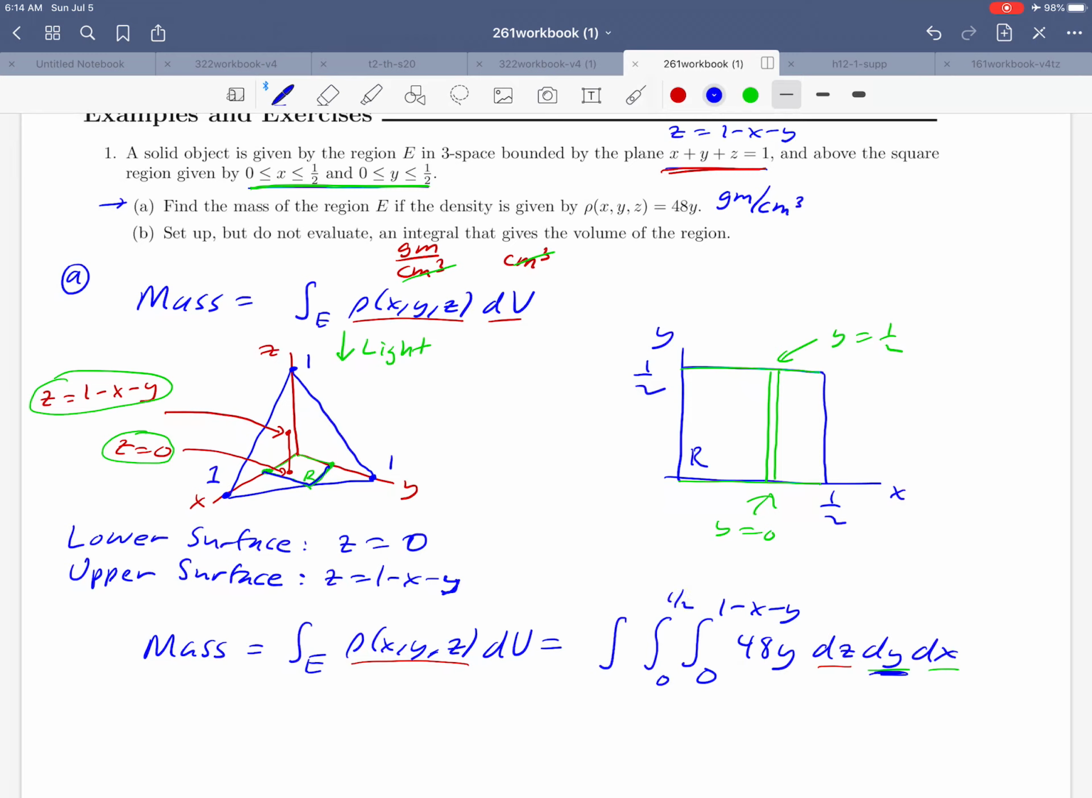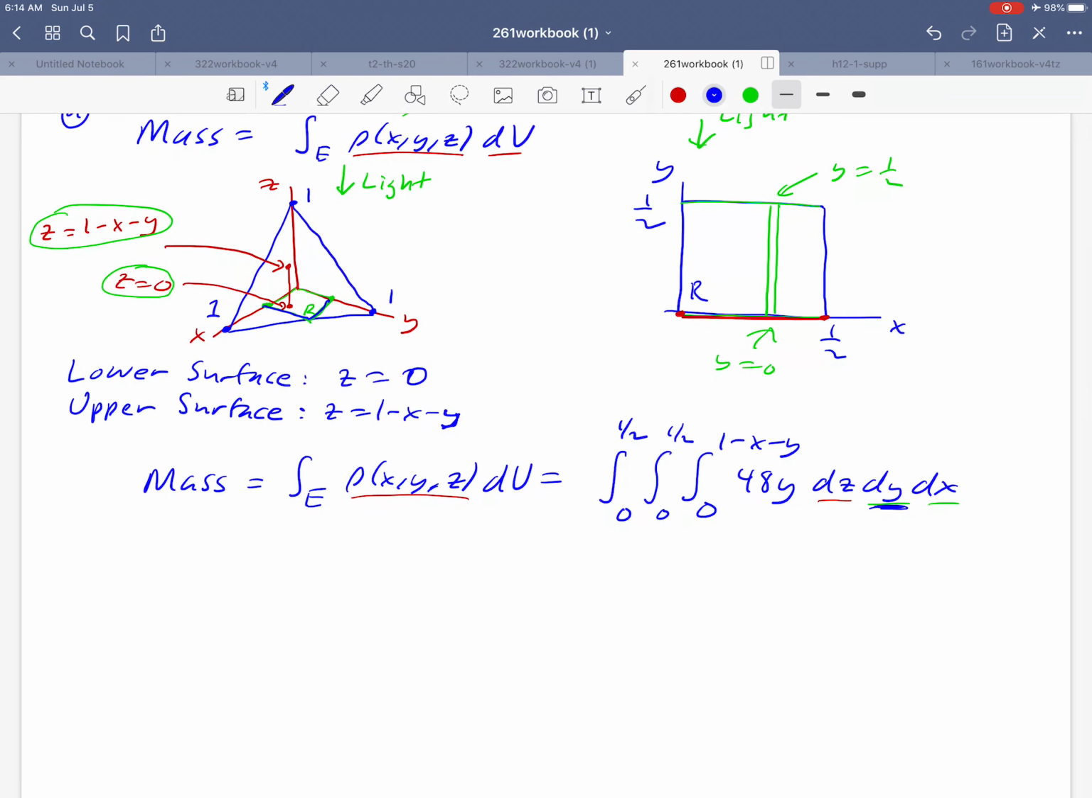Okay, and now we are done with the y direction, so we're going to shine a light down the y-axis and ask, what's the shadow if we do that? The shadow is going to be on the x-axis, and it's just going to take us from 0 to 1/2 again. So we've figured out what our three limits of integration are, and we're ready to actually calculate the integral now.